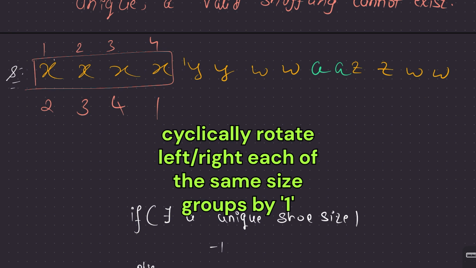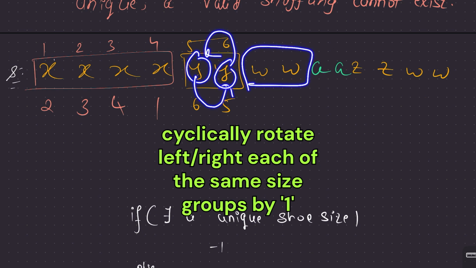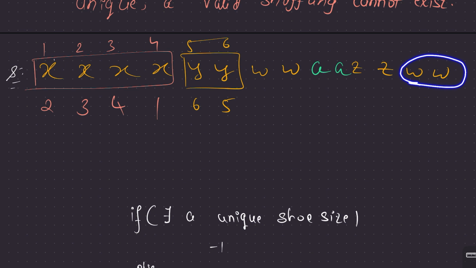Same for this. Let's say this is 5, 6, right? Just cyclically rotate it by 1. So this becomes 6, 5. In other words, this guy gets his shoes, this guy gets his shoes. Similarly for this, cyclically rotate it. Similarly for this, right? So this is what happens. I guess I have misspelled W here 2 times, but you can assume these are some different characters. Sorry for that.